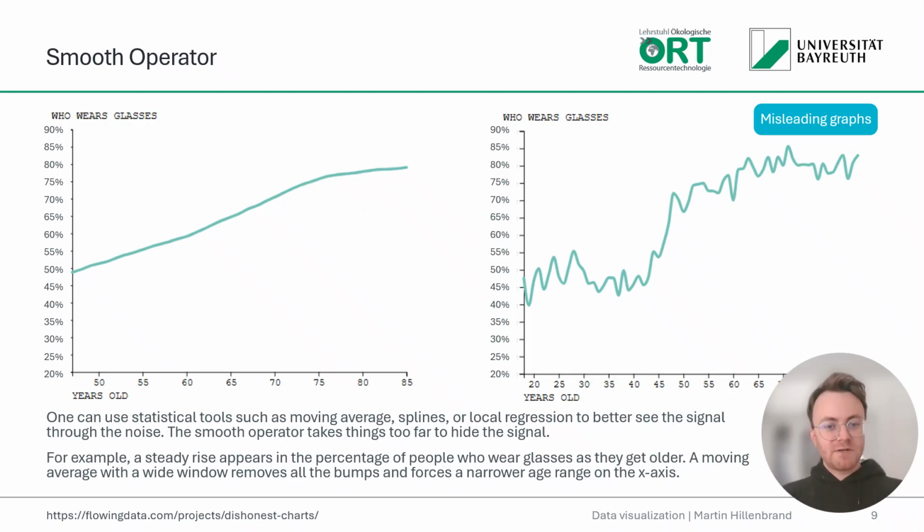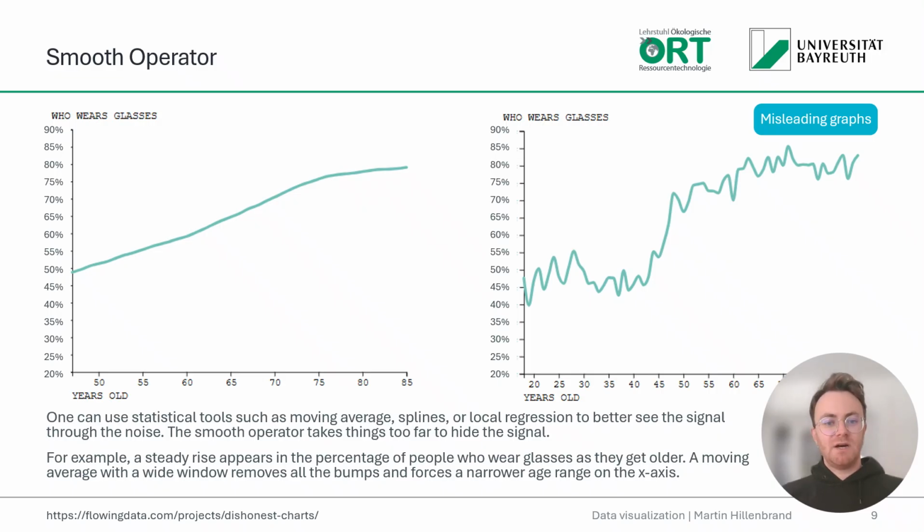The smooth operator, on the other side, can use statistical tools for smoothing, like moving averages and so on, and local regressions. You can use them to ease the data so that it looks smoothed and smooth out noise, which is nice. Sometimes it makes sense, but if you take things too far, you can hide signals.